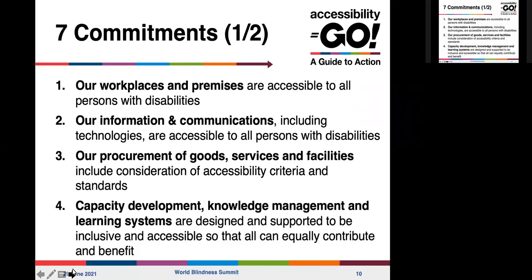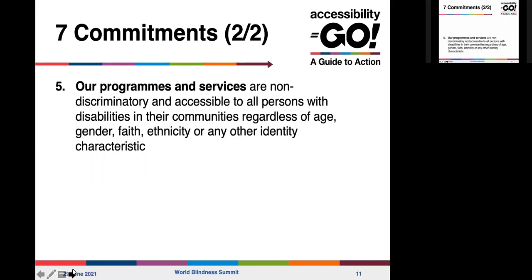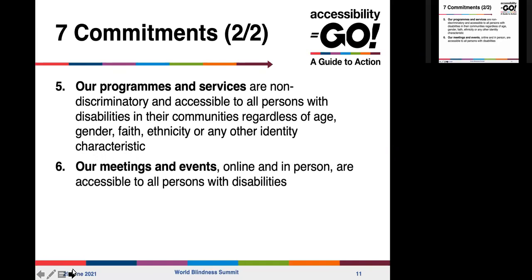The fourth one is around capacity development, knowledge management, and learning systems. So how do we design those systems internally to ensure that people can equally contribute and benefit, whether it's in an internal community of practice, for instance. The fifth one is around programs and services. How do we make sure they are not discriminatory and they are accessible to everyone? The sixth one, very important since COVID-19 particularly, is that we all work remotely.